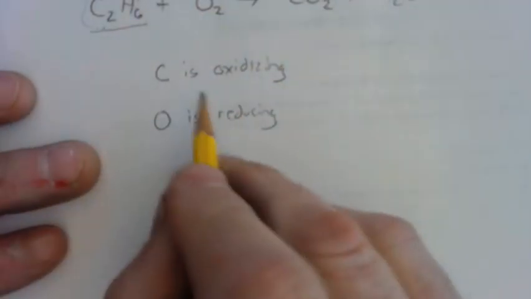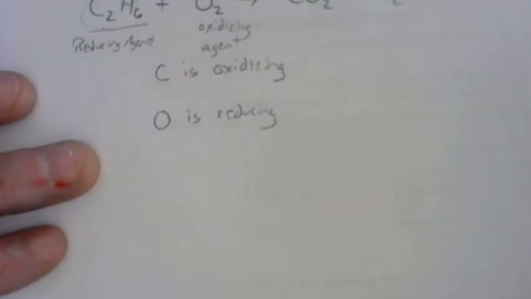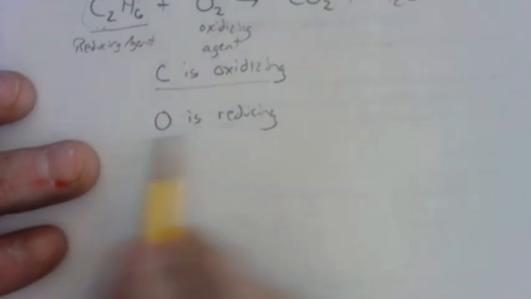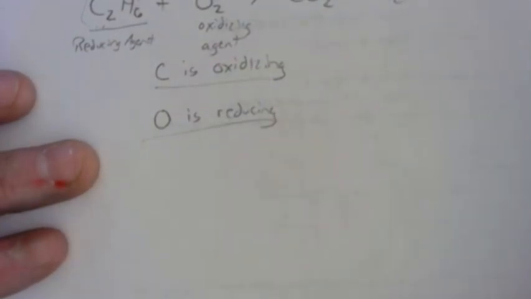And if we throw oxidizing and reducing agents in there, then it's just a simple matter of saying that carbon is part of this reactant. So if it's oxidizing, that means this is the reducing agent, the whole compound. And if O is reducing, that means this is the oxidizing agent. But the key thing is you have to figure out what is oxidizing and what is reducing.